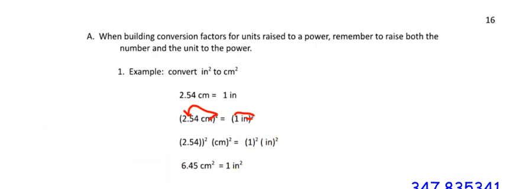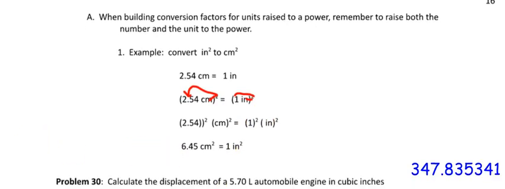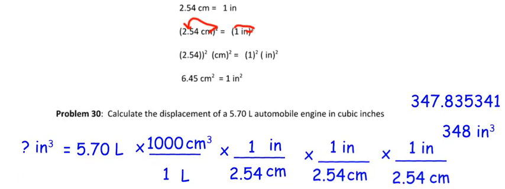All right, so what are we going to do here? Calculate the displacement of a 5.70 liter engine to cubic inches. Well, how are we going to do this? I'll help you out here. 5.70 liters, I put liters on the bottom and cubic centimeters on top, so my liters cancels out, so now I have cubic centimeters. I don't want cubic centimeters, I want cubic inches.